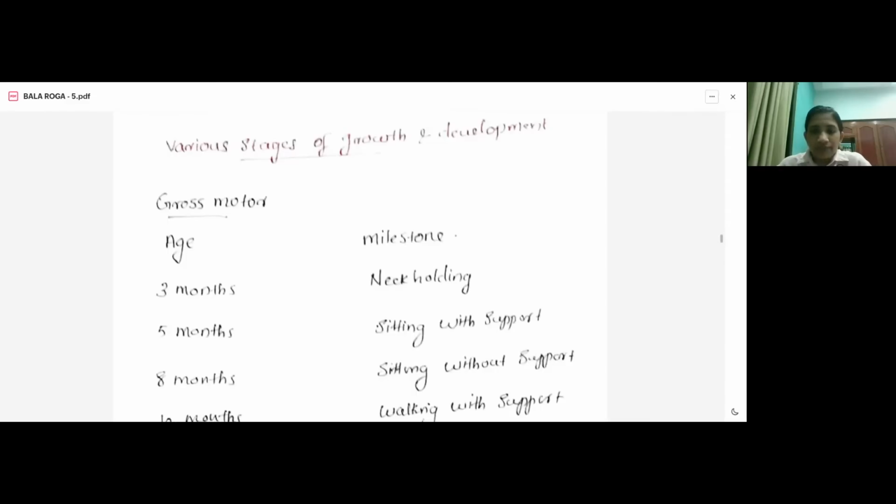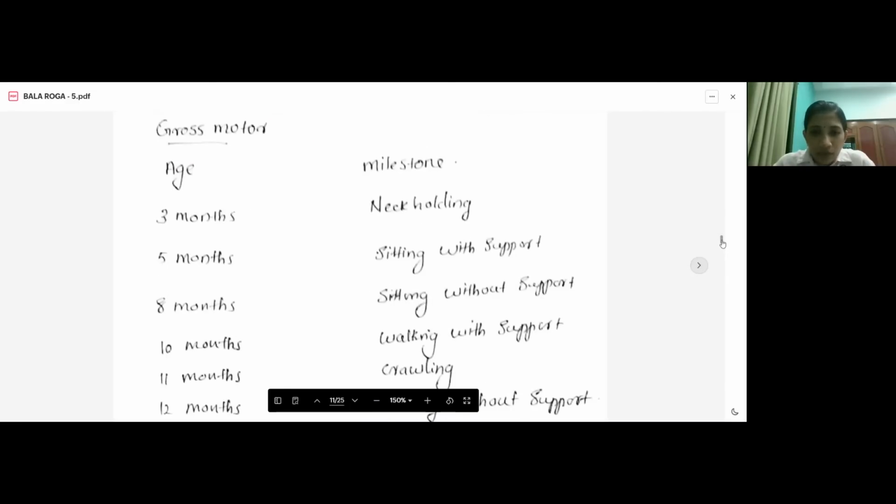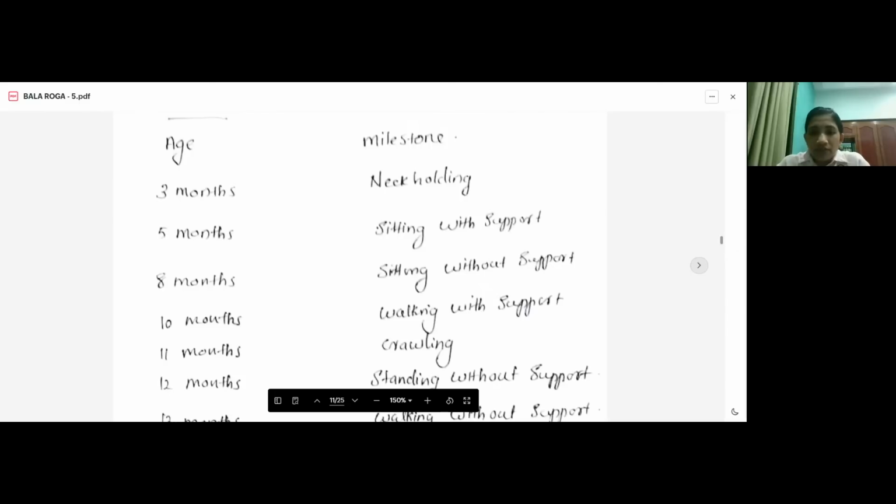Okay. So we are starting our modern part. First we have to learn the various stages of growth and development of the child. First, gross motor development. So in the 3rd month, the main milestone that the baby achieves is neck holding. The first milestone achieved in the 3rd month is neck holding. Then in the 5th month, sitting with support. The baby is sitting with the support. And in the 8th month, he is sitting without support. And in the 10th month, walking with support.